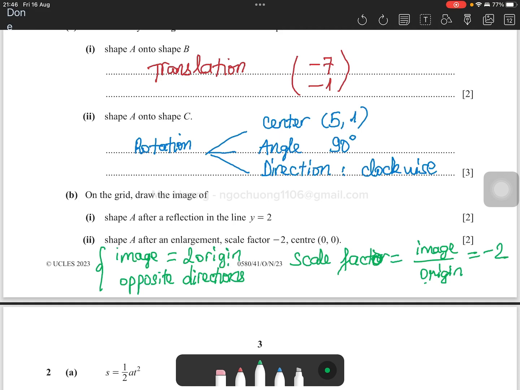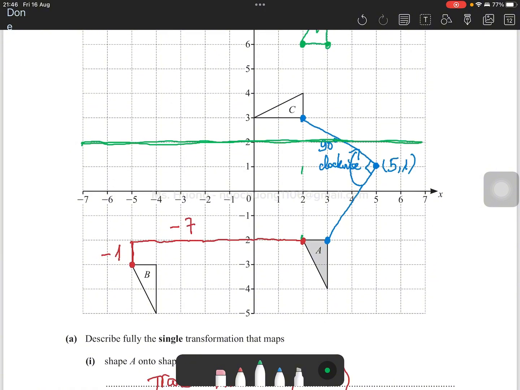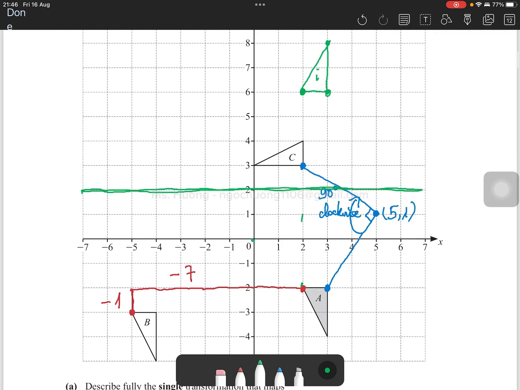So, keep this in mind, and we plot the point 0, 0. This is the point 0, 0. This is the center of the enlargement. And we will check the distance from the center to the triangle A. For example, this one, 2 units. So we need to move on the opposite direction and we need to double it this. So this is 1, 2, 3, and 4 units. Then the image of that point is here.